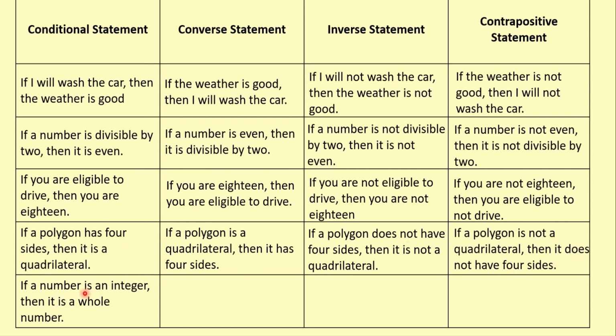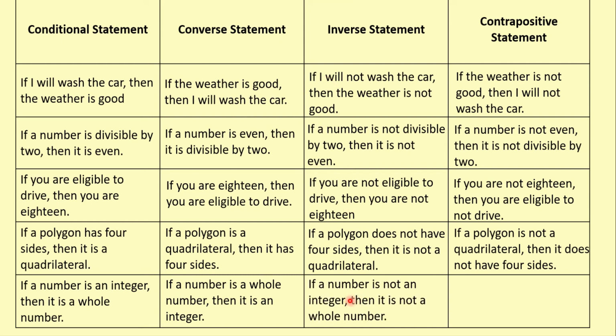For number 5, if a number is an integer, then it is a whole number. Again, we just reverse it for the converse. If a number is a whole number, then it is not an integer. Then for the inverse, we add not. If a number is not an integer, then it is not a whole number. And for the contrapositive, again, we add not to our converse. If a number is not a whole number, then it is not an integer.